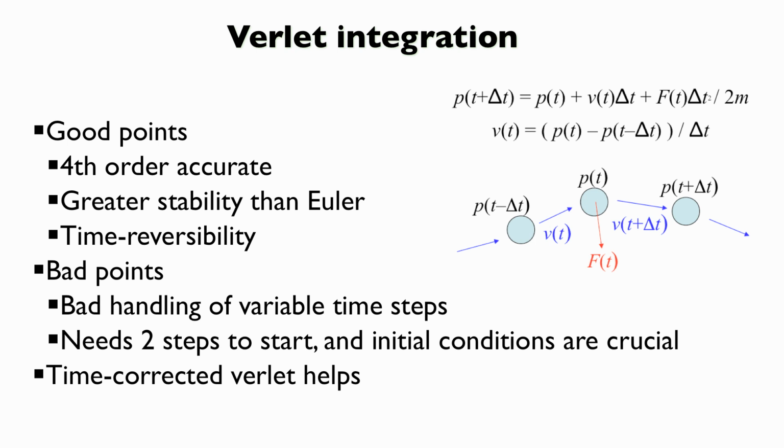Some of the bad points is it has bad handling of variable time steps, which is, there's a time-corrected version to help with that, and you need 2 steps to start out, so the initial conditions are fairly important. So if you look at the diagram on the right, we actually need to get the position at t plus delta t. You need the position at t, and then you also need some stuff at t minus delta t. So those are the initial 2 steps to get the next step.